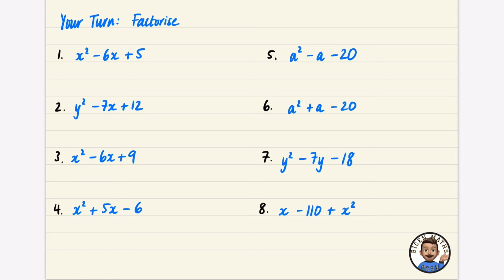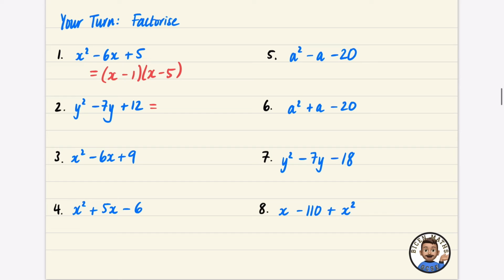Okay, so this one here, two numbers that multiply to 5 but add to minus 6. They should be minus 1 and minus 5. Two numbers that multiply to 12, again, I've made a silly mistake here. I should have said a y.